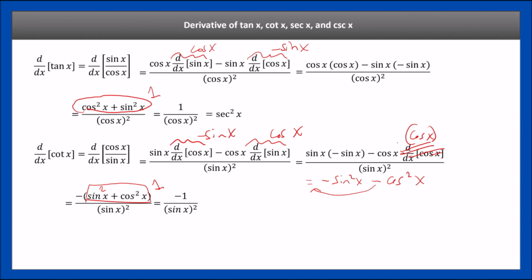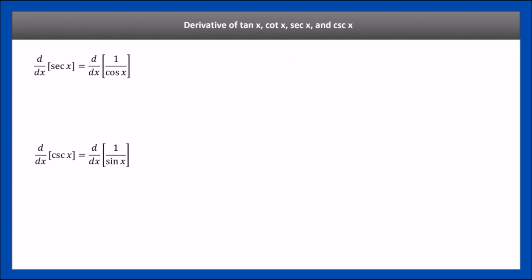But remember that 1 over sine is cotangent. Or, sorry, it's cosecant. 1 over sine is cosecant. So this is going to be negative cosecant squared. So now we know the derivative of tan is secant squared. The derivative of cotangent is negative cosecant squared. All right, we can also do this for secant and cosecant. Remember that secant is 1 over cosine, cosecant is 1 over sine, right? That's what we mentioned earlier.